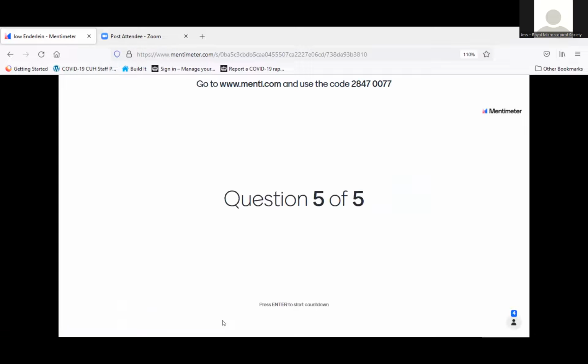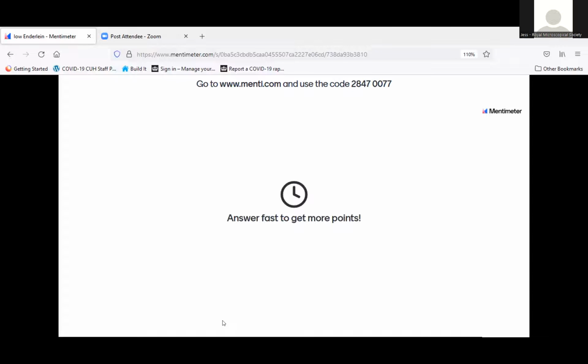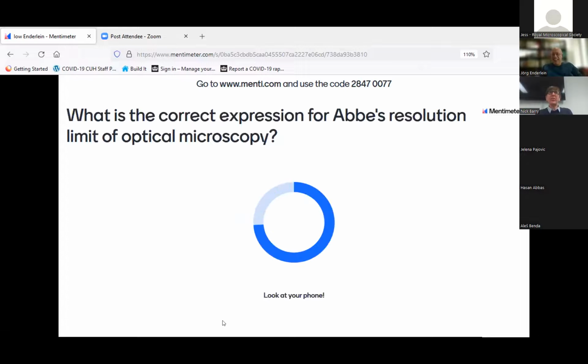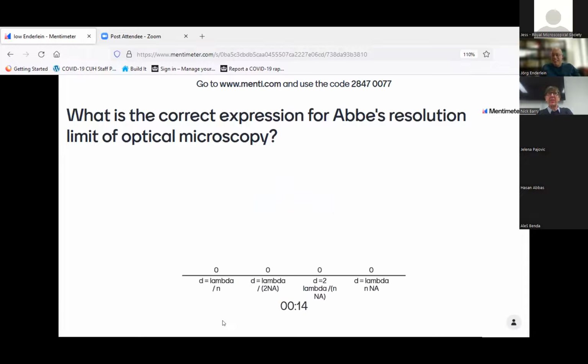Okay, and the last question. Here I had to write lambda instead of wavelength because there's no way of putting symbols into Mentimeter. So if you just see the word lambda, it just means wavelength. What is the correct expression for Abbe's resolution limit of optical microscopy?